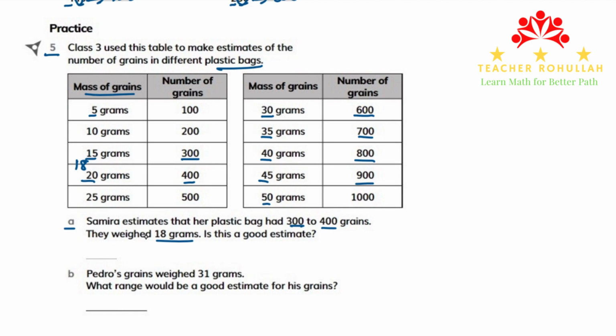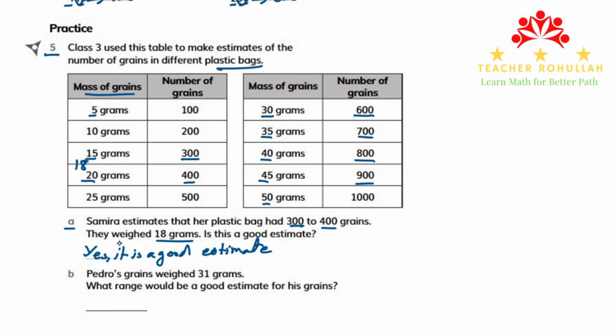So we can say that yes, it is a good estimate, because it's within the range.